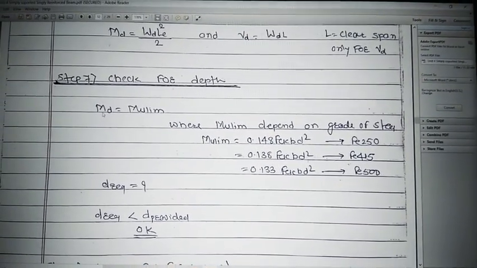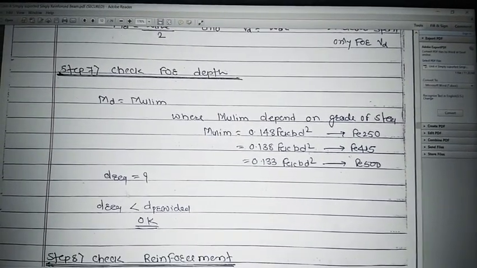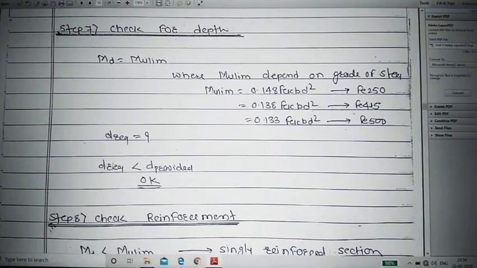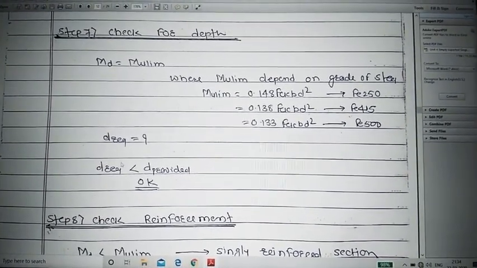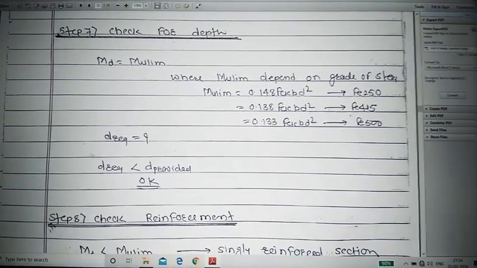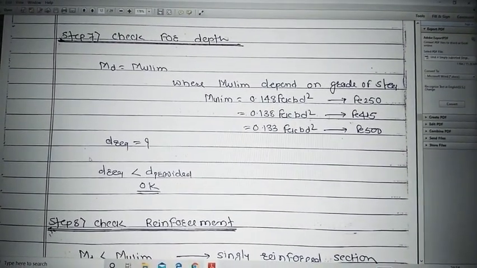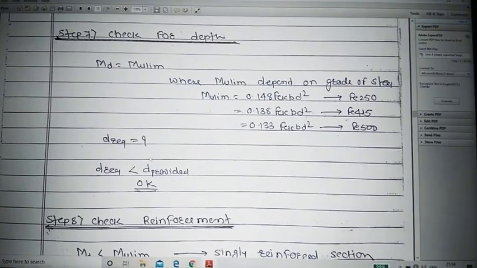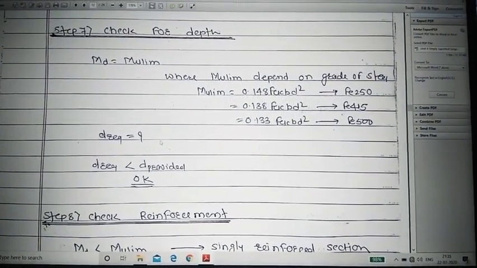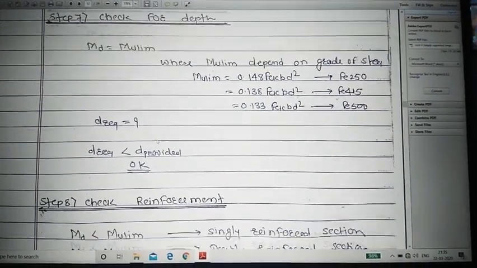Then from this formula, calculate the depth required for this bending moment, and whatever depth is calculated from this formula should be less than the depth provided. So if this required depth is less than your provided depth, then your provided depth is safe. Otherwise, you should revise the depth and recalculate from the load calculation.